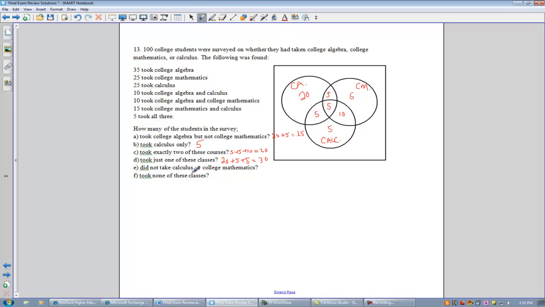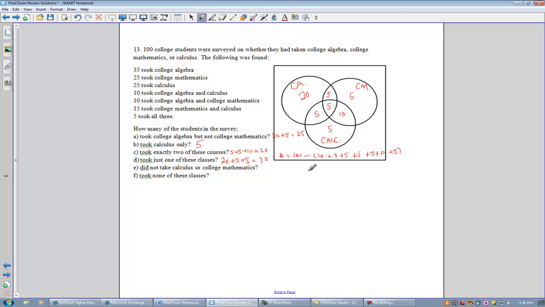And now here's where I have to start being careful to not take calculus or college mathematics. Well, that means I exclude all these people, so I don't want to count these, and I don't want to count these. So it looks like I have just 20, but remember I have to count the number of people out here. So to figure that out, what I do is take 100, and I take away all these. So I take away 20 plus 5 plus 5 plus 5 plus 5 plus 10 plus 5.